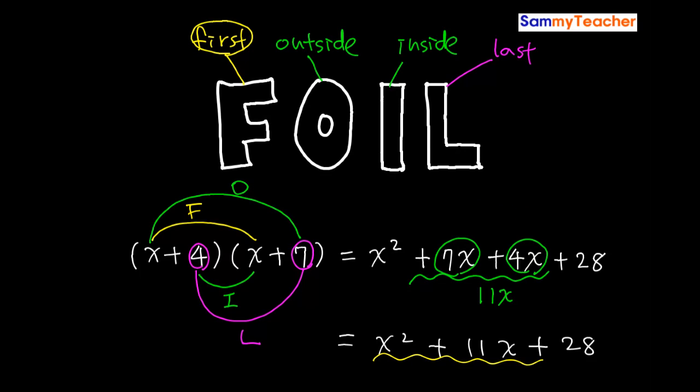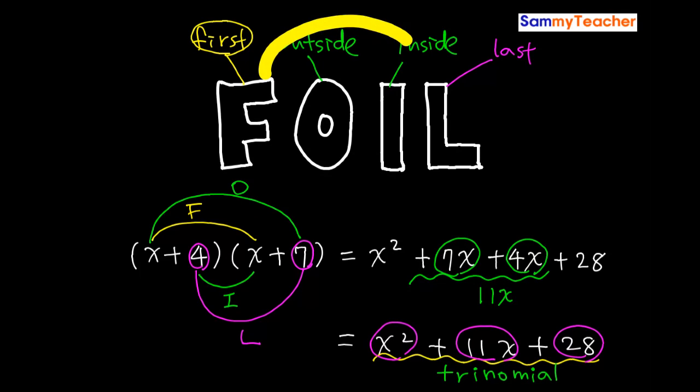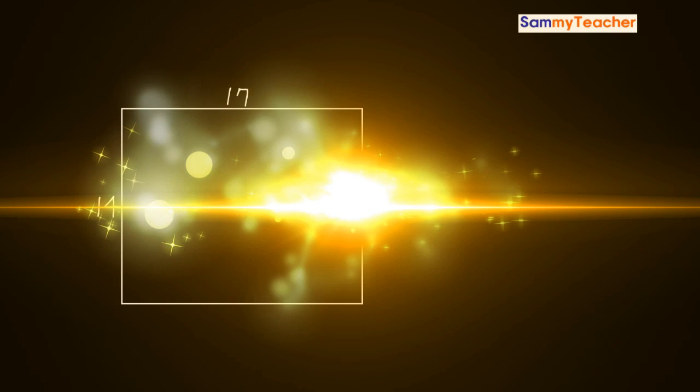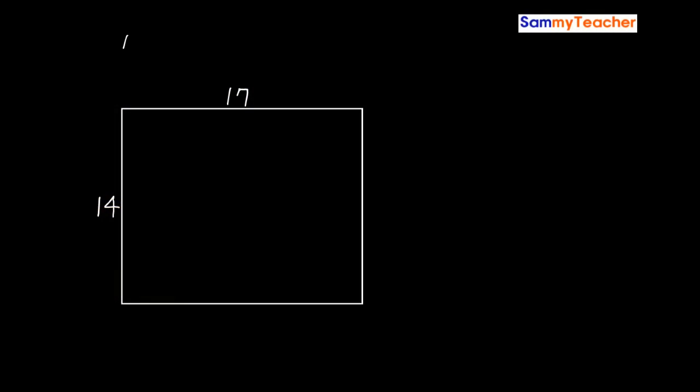And now we have a nice trinomial, meaning it's an expression with 3 different terms. And now that we know how we do FOIL, it's time to talk about why we do FOIL. Because everything has a reason. So let's get it. Let's say we have a rectangle. How do we find the area of a rectangle? We multiply the width by the length.